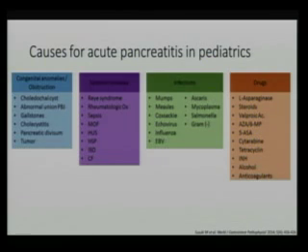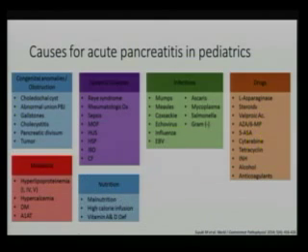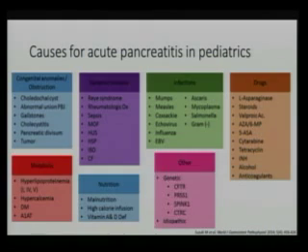Alcohol, we're starting to see more and more in our teenage population. So don't think that because we are in peds, we should not ask about alcohol, especially in our teenage population. Metabolic, that's another thing. You have alpha-1 antitrypsin, diabetes, hypercalcemia, some lipid disorders. Malnutrition, high-calorie infusion if you overdo your TPN. Okay, of course, others, and genetics.